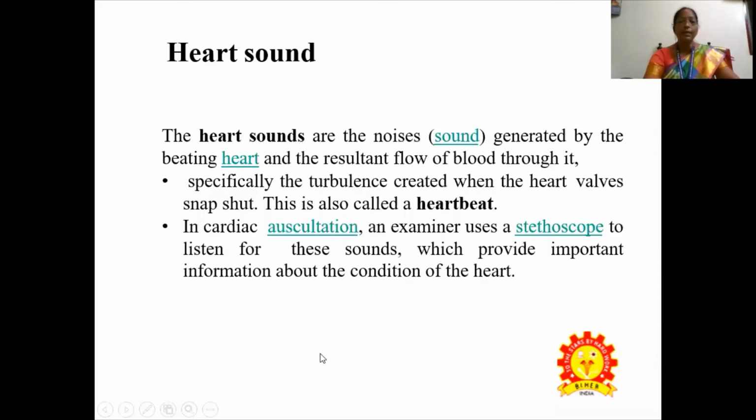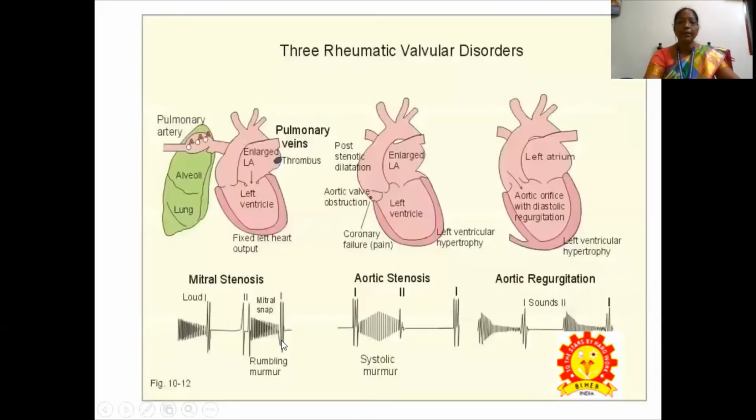The heart sounds are noises or sounds generated by the beating heart and the resultant flow of blood through it. Specifically, the turbulence created when the heart valve snaps shut. This is also called a heartbeat. In cardiac auscultation, an examiner uses a stethoscope to listen to these sounds, which provide important information about the condition of the heart. Three rheumatic valvular disorders are mitral stenosis, and aortic stenosis and aortic regurgitation.